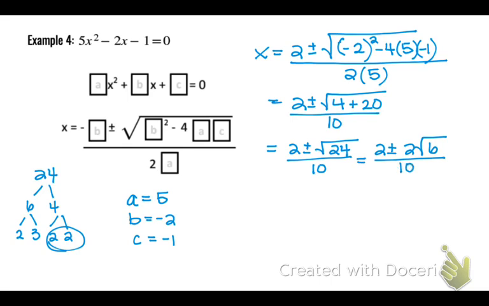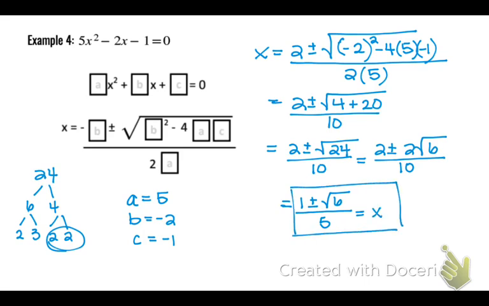So again, we have this fraction, 2 over 10, 2 over 10. So 2 will go into all of those numbers, so we can simplify that fraction. I don't have to write the 1 in front of the radical. It would just be understood there that that's a 1, and then 10 divided by 2 is 5. And so those would be my final two answers, 1 plus square root of 6 divided by 5, and 1 minus the square root of 6 divided by 5.